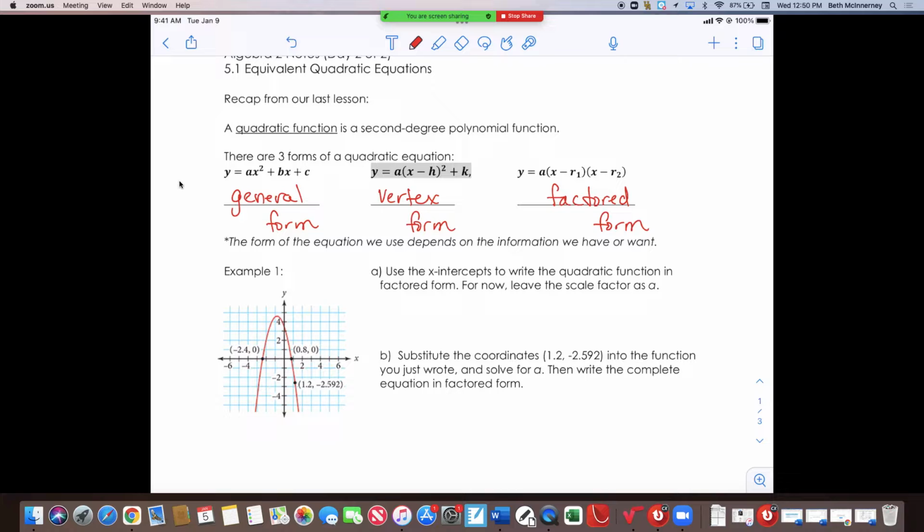So in example 1, it says use the x-intercepts to write the quadratic function in factored form. For now, we're going to leave the scale factor as a. So we're going to look at the x-intercepts. They're right here. So we're going to write y equals a times (x minus r1) times (x minus r2).